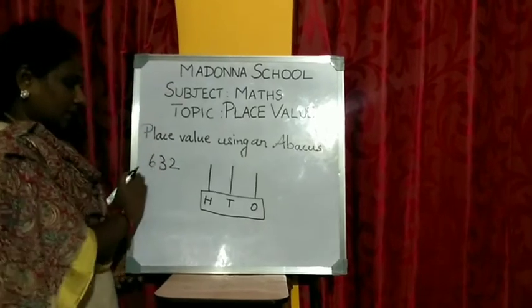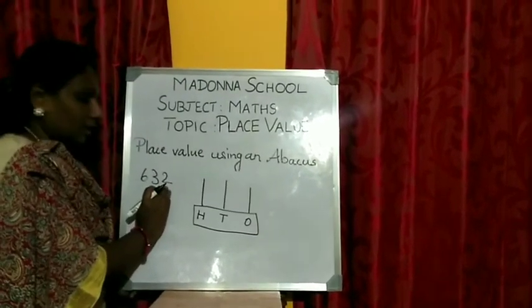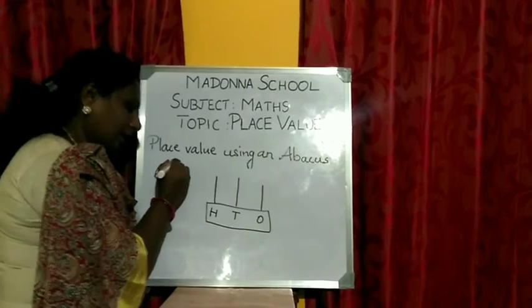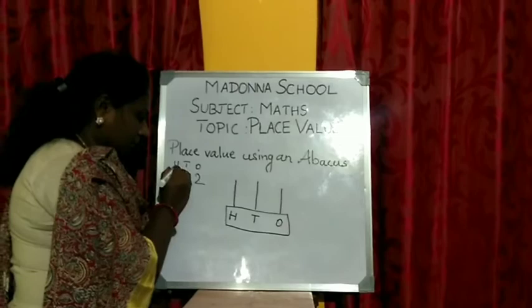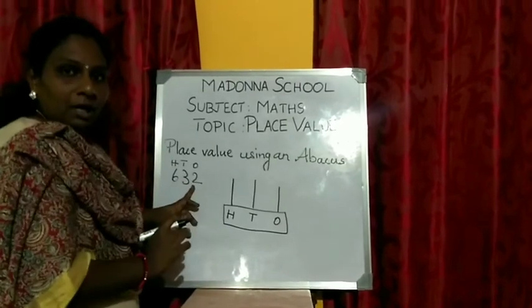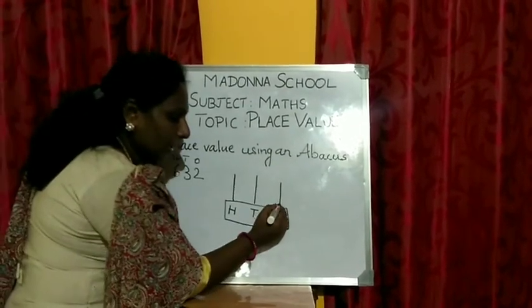632. Okay, 632. 2 is at what place, children? 2 is at ones place. So you can write it here also. 3 is at tens place and 6 is at hundreds place. So in ones place what is the number? 2. So we should draw here 2 beads.